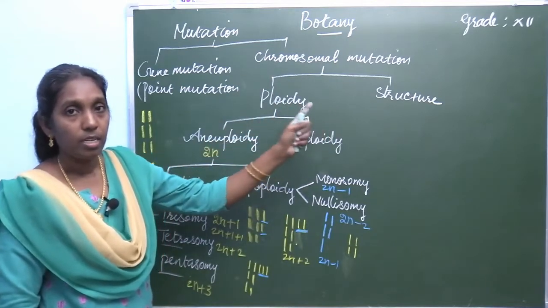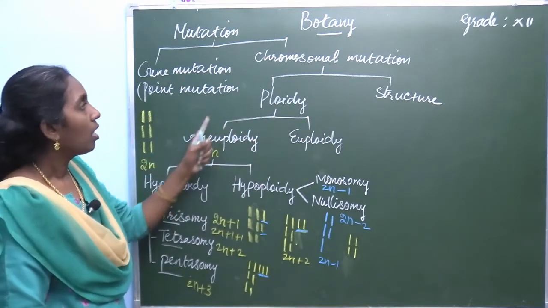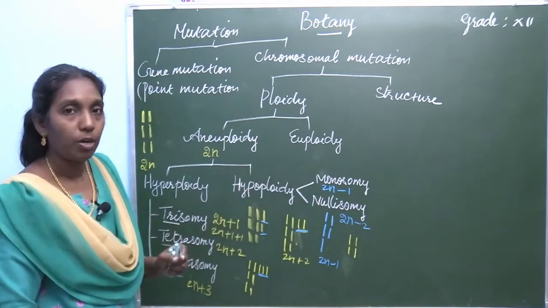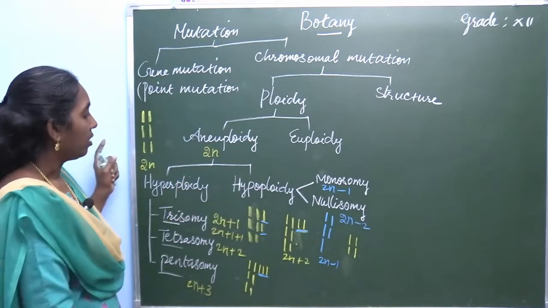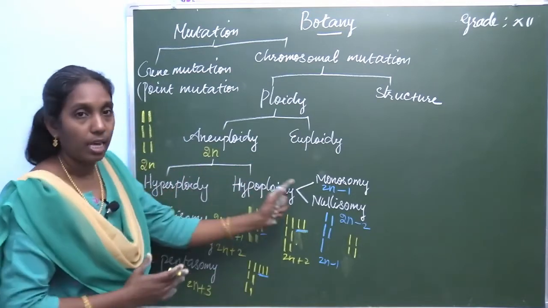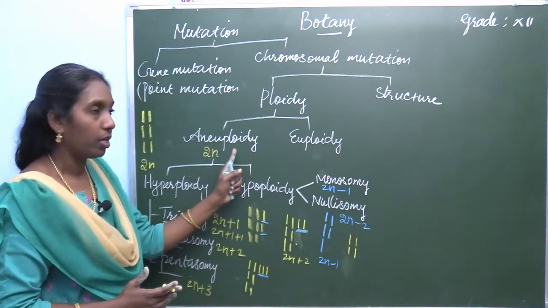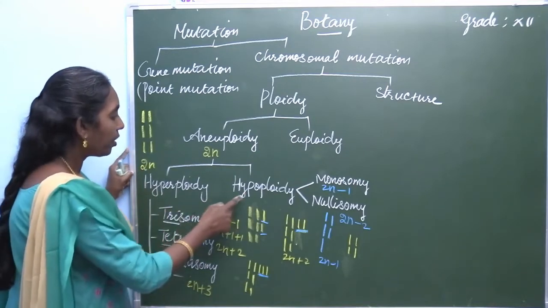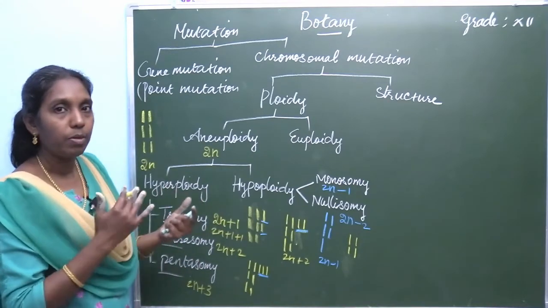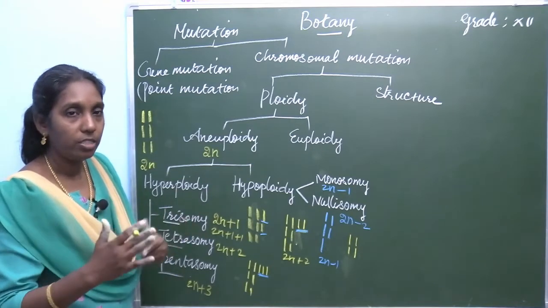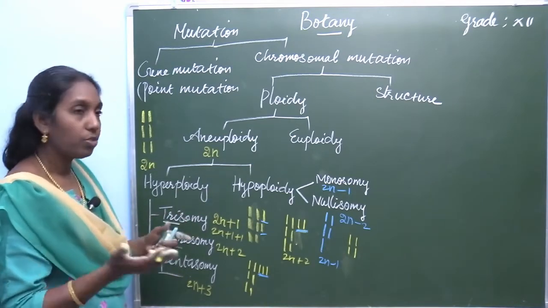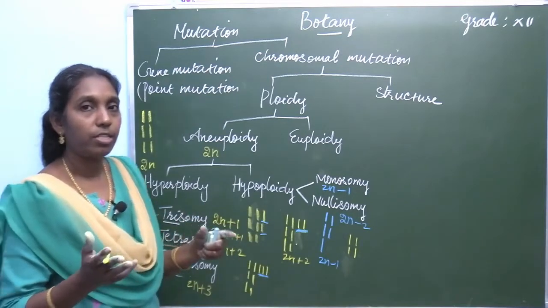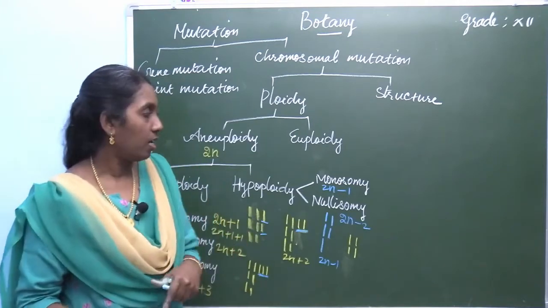The flowchart is important. First, learn these names. Ploidy is classified into aneuploidy and euploidy. These examples come under aneuploidy: within the diploid set, addition and deletion. It is classified into two types, hyperploidy and hypoploidy. Hyper means addition of chromosome, hypo means deletion of chromosome. Hyperploidy is classified into tri, tetra and pentasomy. Hypoploidy is classified into monosomy and nullisomy.